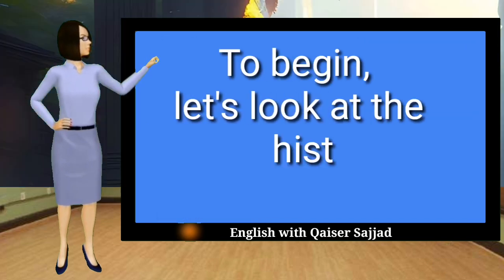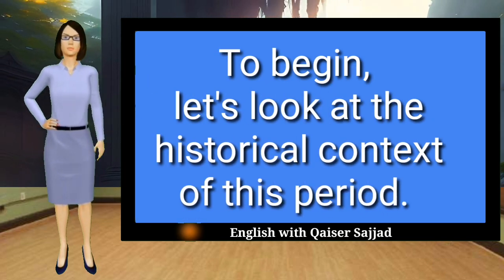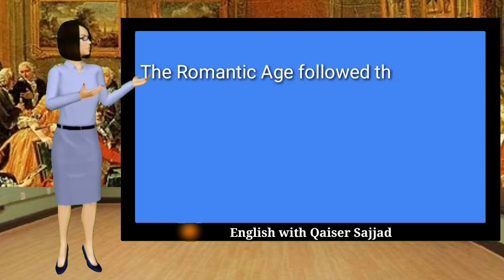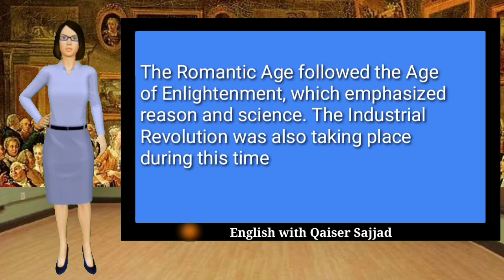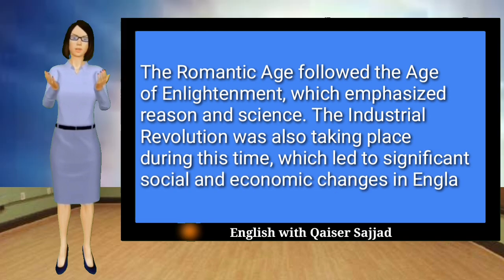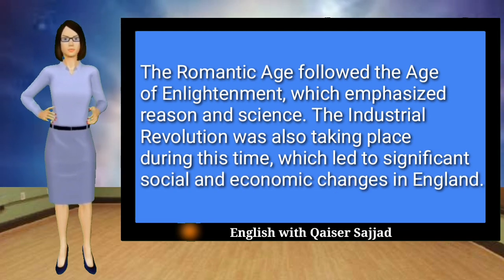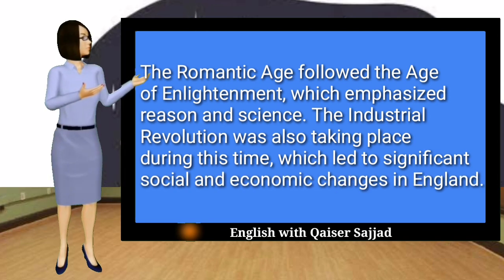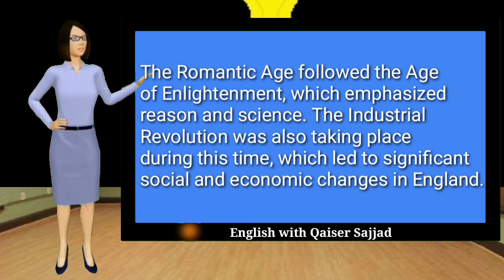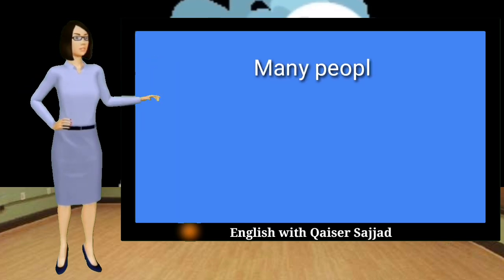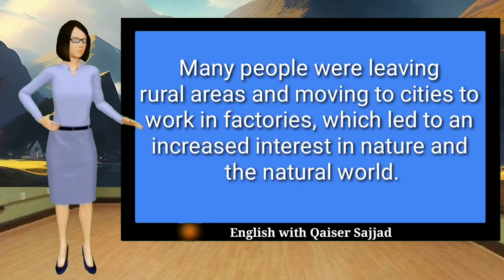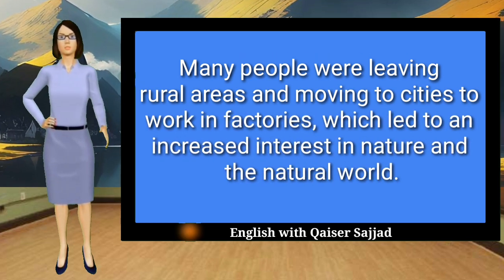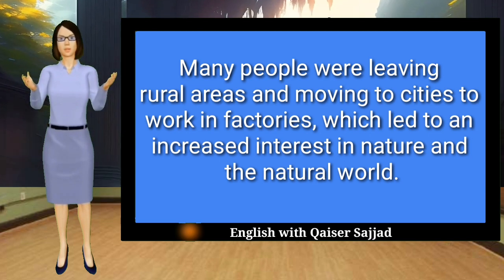To begin, let's look at the historical context of this period. The Romantic Age followed the Age of Enlightenment, which emphasized reason and science. The Industrial Revolution was also taking place during this time, which led to significant social and economic changes in England. Many people were leaving rural areas and moving to cities to work in factories, which led to an increased interest in nature and the natural world.